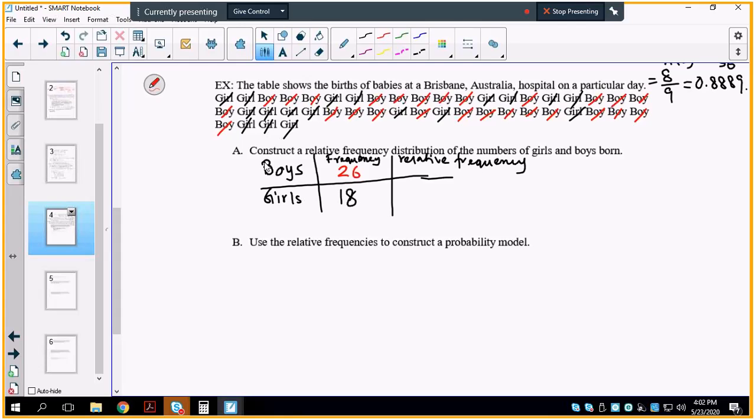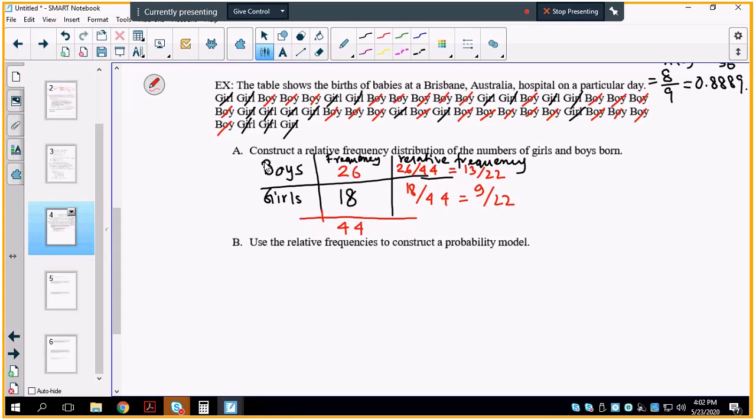So the total is going to be the sum of these two, which is 44. Hence, when I'm finding the relative frequency, I'm saying it's 26 over 44. And that is going to give me 13 over 22. And this is 18 over 44. And that should give you 9 over 22.